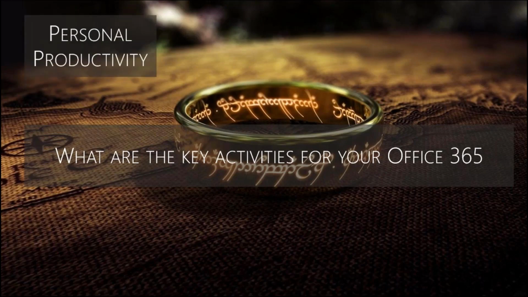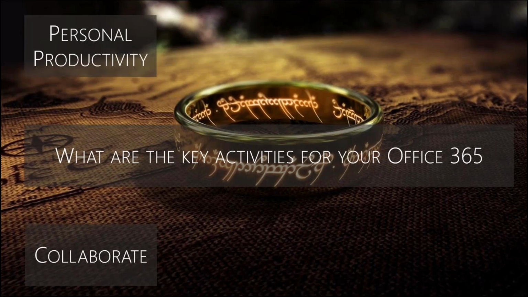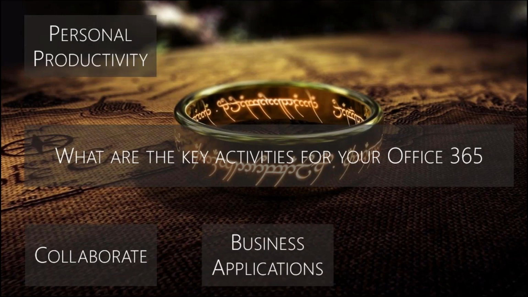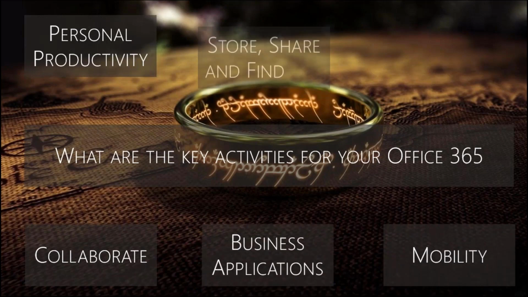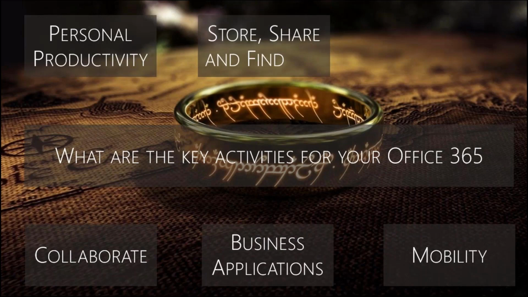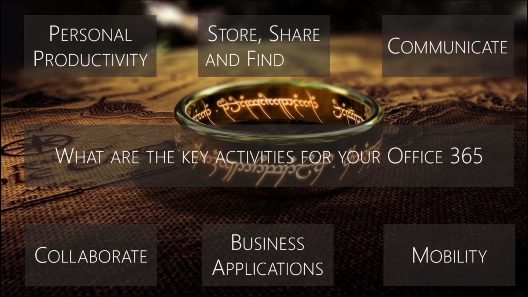First of all, your personal productivity. I need to be able to make stuff done. This is your personal productivity. Then I need to collaborate. I need to find the perfect matching tool to collaborate in Office 365. I need business applications. I need mobile applications. I need a place where I can store, share, and find documents with metadata. And I need to be able to communicate with others in the organization within Office 365. Those are my key activity pillars in Office 365 to be productive.